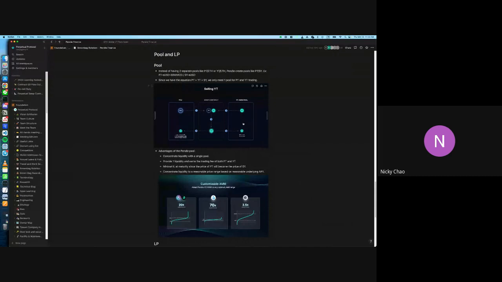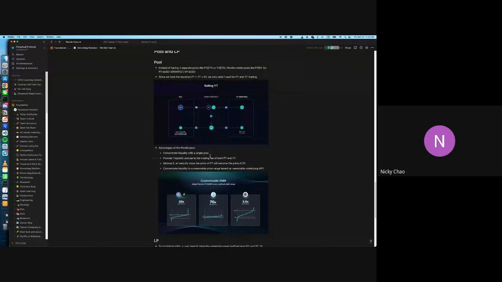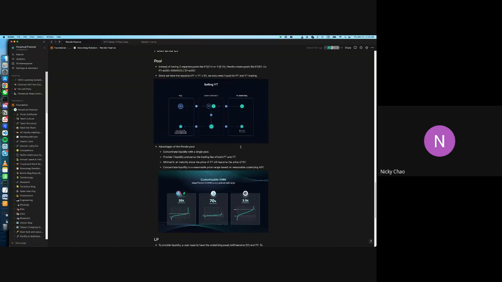So why do they want to design this? First of all, if you only have one pool for two trading markets, two trading pairs, the liquidity is actually concentrated because liquidity providers don't need to provide liquidity to two separate pools. They can just put all their liquidity into one pool. So the liquidity is better. And liquidity providers earn trading fees for both PT swaps and YT swaps because there's only one pool.